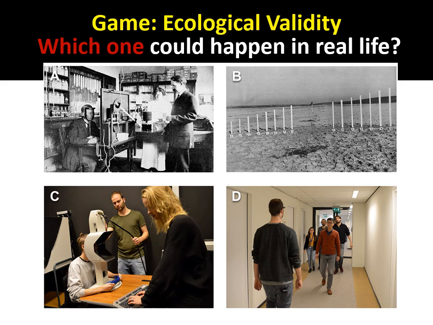All right, C is the little boy again staring into the machine. And D is people walking down the hallway, probably at a university. That could be natural. Out of all of these, D is the only one that looks like it has ecological validity, like it could actually happen.